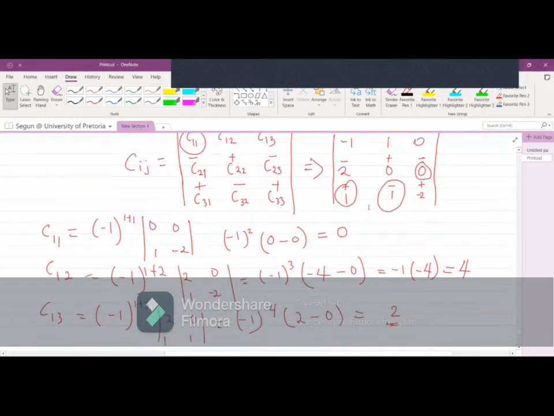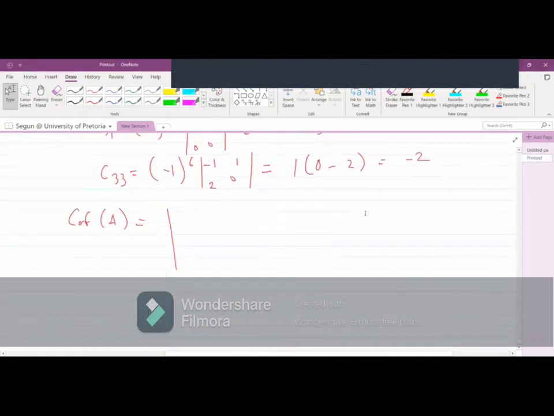Start from A11. You can be calling it for me now from your book. C11 is what? 0. C12: 4. Please check. C13: 2. C21: 2. C22: 2. C23: 2. Please confirm from your book too. C31: 0. C32: 0. C33: minus 2.